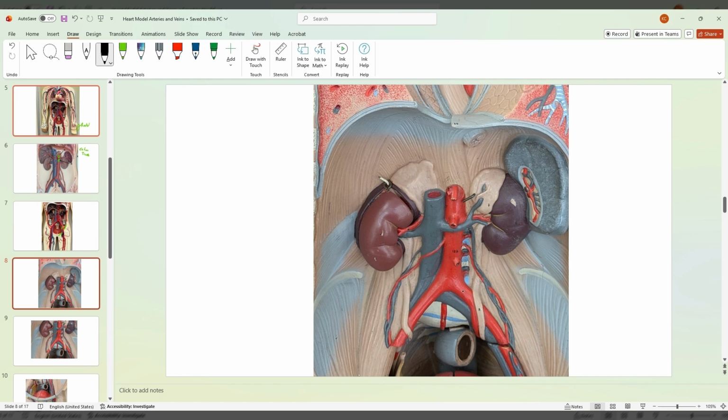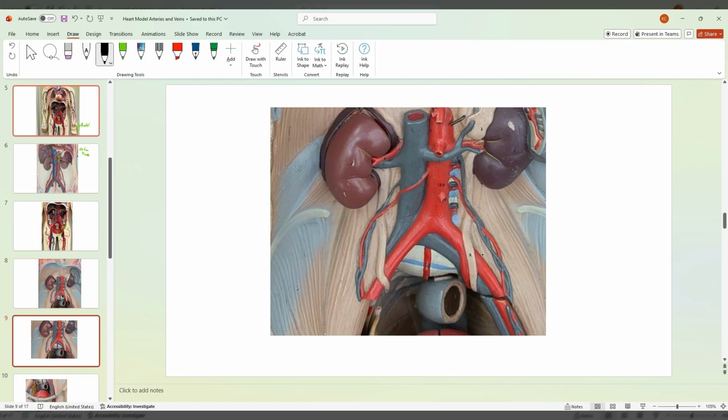Then we have here, this is going to be the left common iliac artery. The right common iliac would be there. So again, we have the left common iliac. Then we have the left internal iliac artery, the left external iliac artery. Just to make sure we're clear, this would be the left common iliac vein. This is the left internal iliac vein, and this down here would be the left external iliac vein.